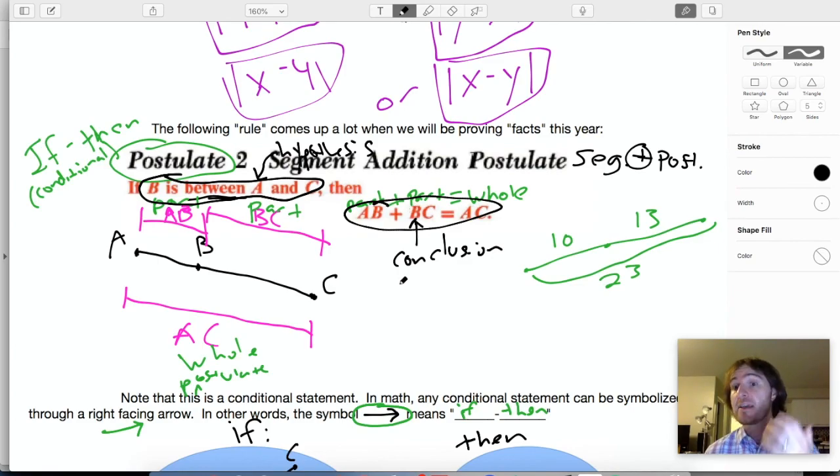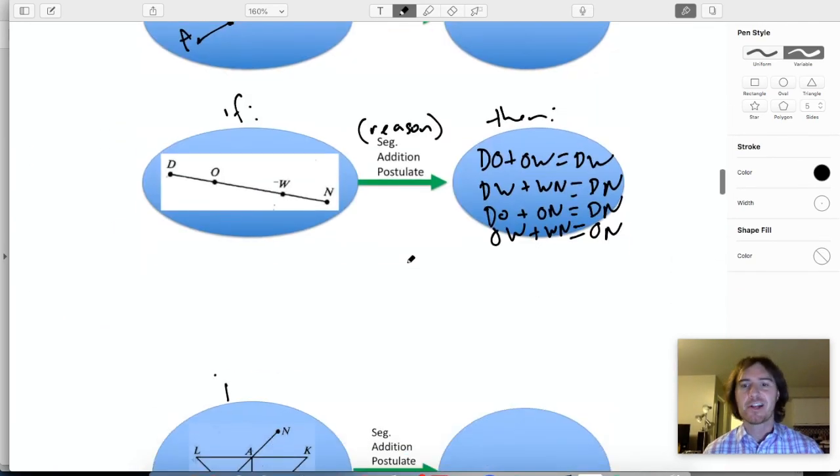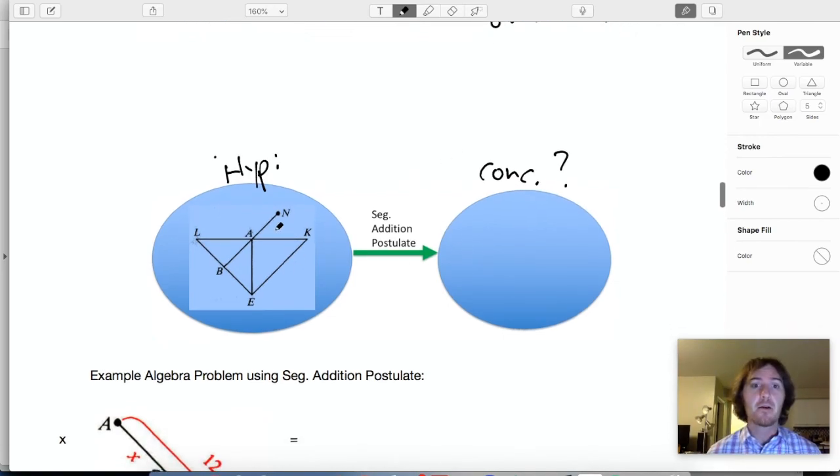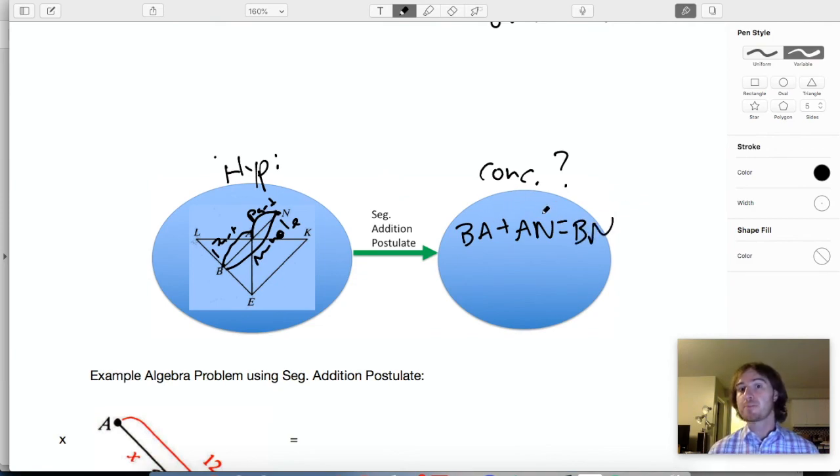So given a situation like this where B is between A and C, we can conclude AB plus BC equals AC. It looks kind of crazy at the beginning, but it's actually pretty easy. Here we have our hypothesis, which is our if, this is our diagram, and then we get to the conclusion. What can we conclude right here? Well, here we have a part, another part, and then a whole. Part plus part equals whole. I'm still having trouble writing with my stylus. So I can conclude BA plus AN equals BN. That's one thing I can conclude.